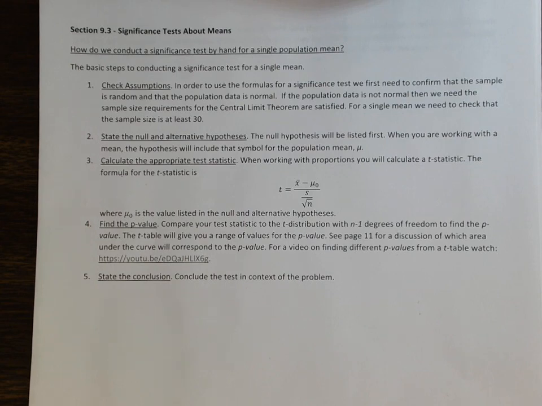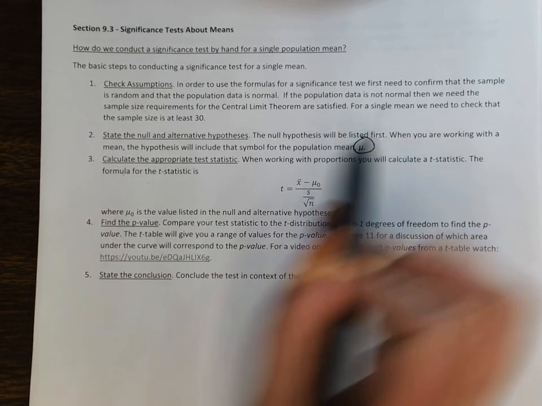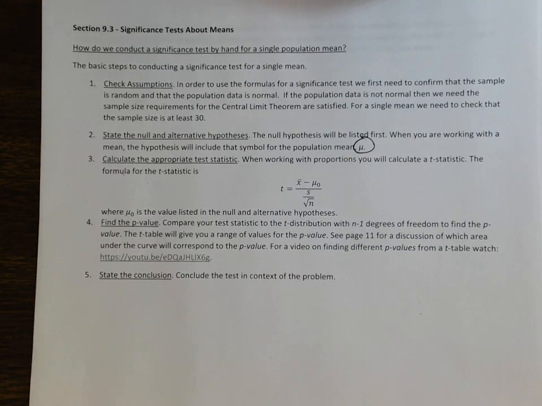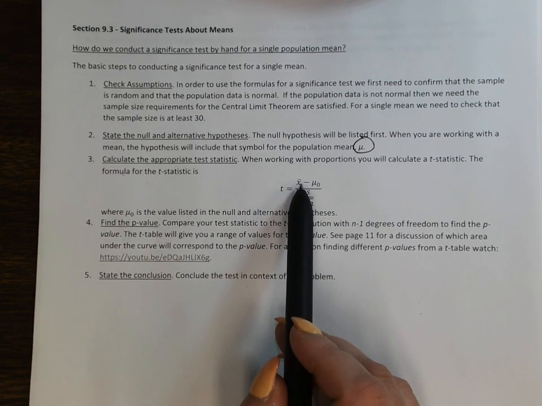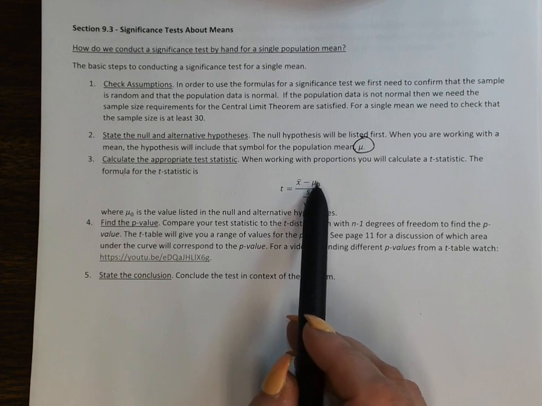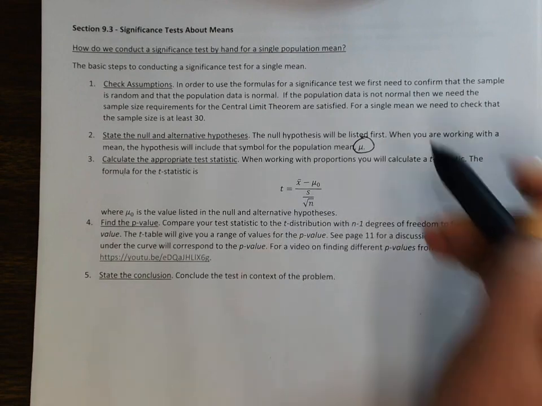After we check our assumptions, we need to state the null and alternative hypotheses. The null hypothesis will be listed first. When you're working with a mean, the hypothesis will include the symbol for the population mean, mu. Next, we'll calculate the appropriate test statistic. Here, our test statistic is given by t, and it is calculated by taking the sample mean minus the value of mu under the null hypothesis, divided by the standard error.